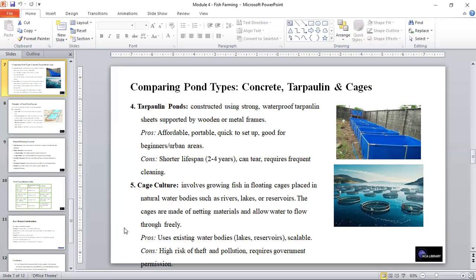For the cage culture, this involves growing fish in floating cages placed in natural water bodies such as rivers, lakes, or reservoirs. These cages are made of netting materials and allow water to flow through freely. It uses existing water bodies and it is scalable. However, there is high risk of theft and pollution. Also, it requires government permission.